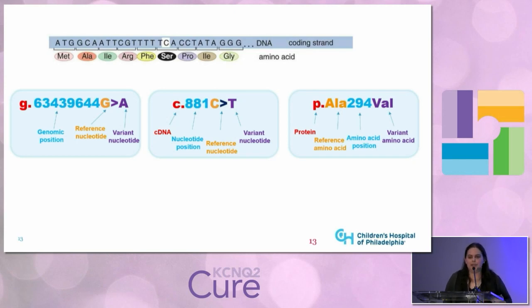And then lastly, the P dot is referring to the effect of this change in the genetic code on the protein itself. So we would read this as saying there's typically an alanine in a particular position, and this is substituted for a valine as a result of the change in the genetic code. And these particular amino acid positions correspond with different places in the protein, and knowing that place in the protein is important in how we think about potential functional impacts.